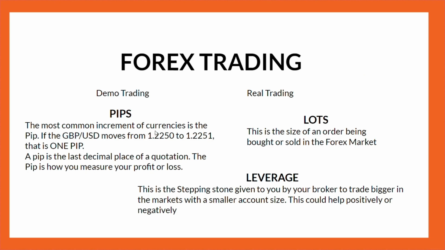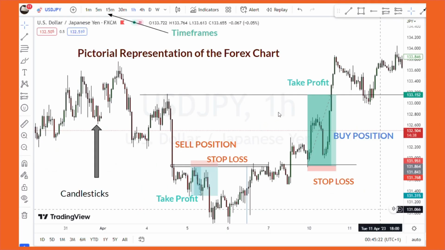In the forex markets, we have some terms in the technical analysis. We've got pips, lots, and leverage. So what is a pip? A pip is the littlest increase or decrease in price. So going back, any movement of the markets by 1 pip, looking at these numbers here, this is 133.152. If the market moves to 133.151, the market has reduced by a pip.